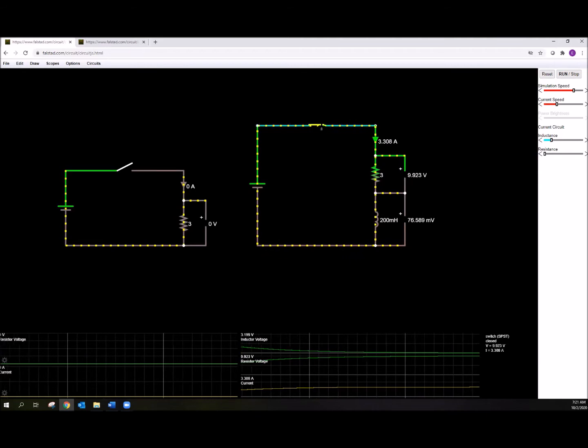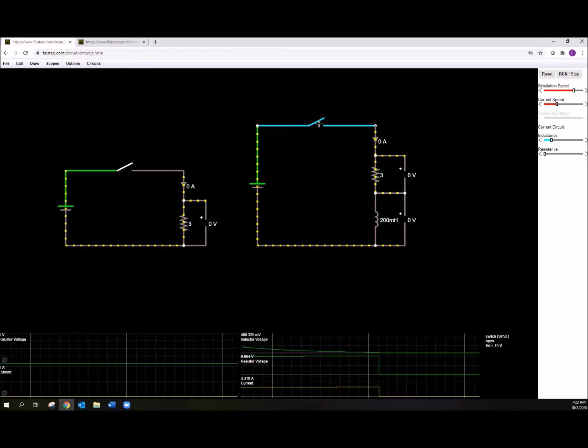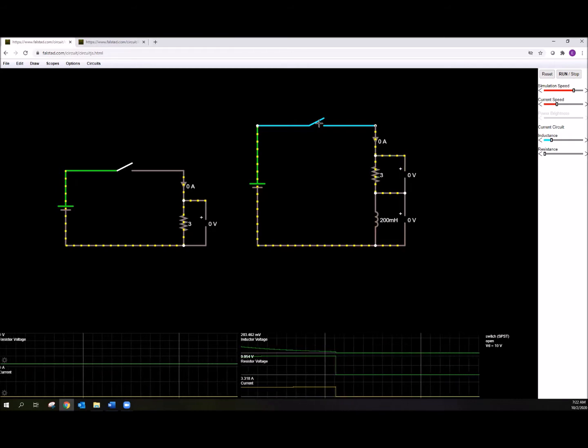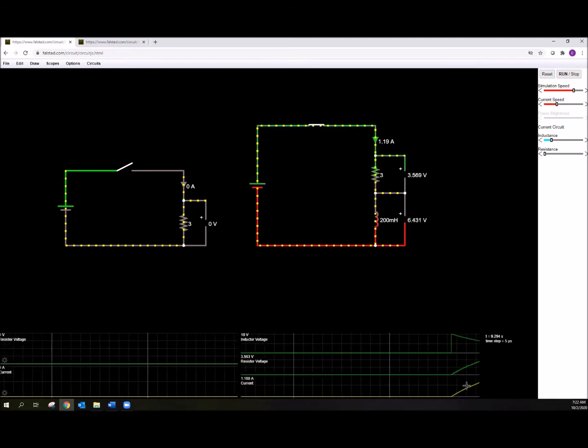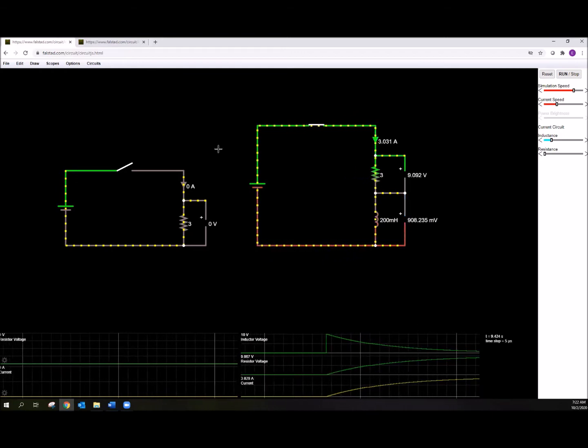Okay, we can do that again. So do like this, shut everything down, and then what happens if we wait for it to steady out? So back to 0, and bang. And you can see again that voltage in the inductor spikes up and the current takes some time to spool up.